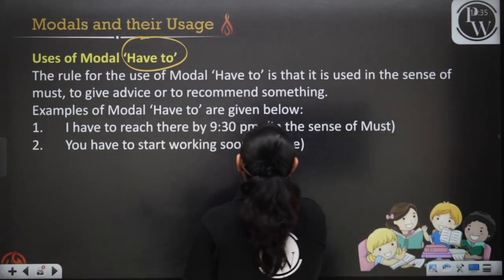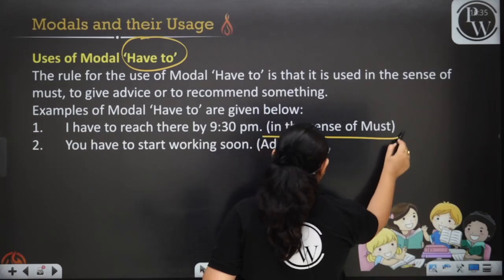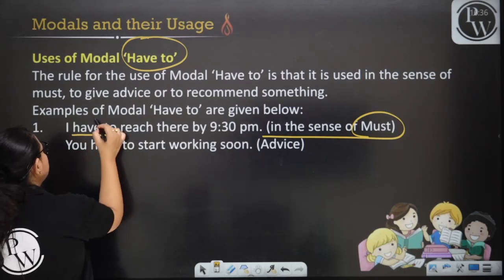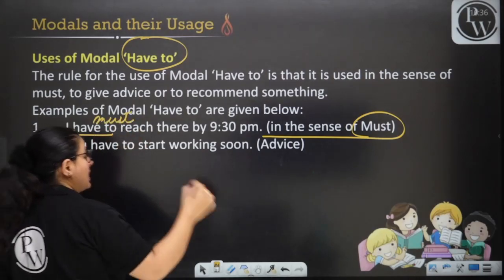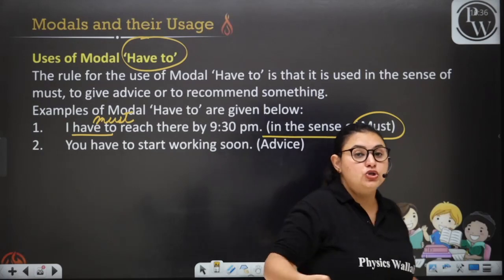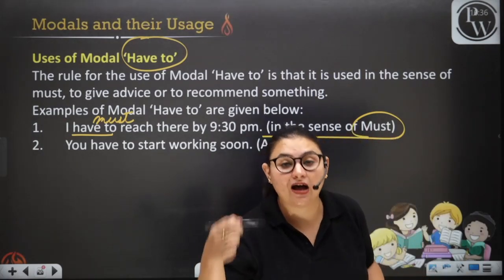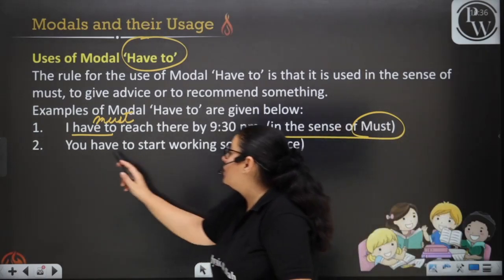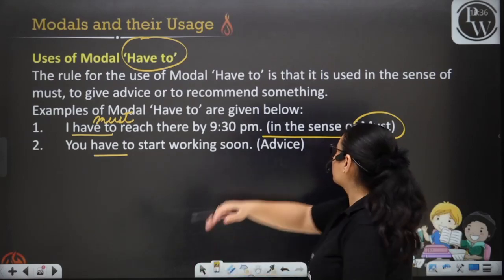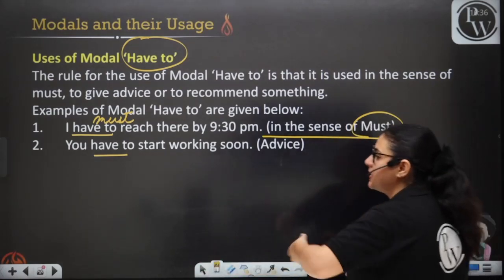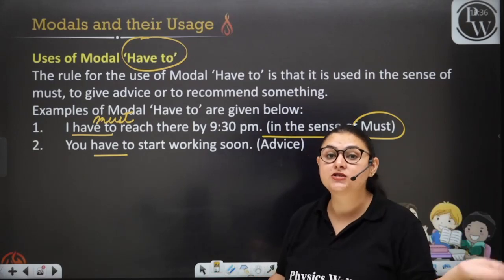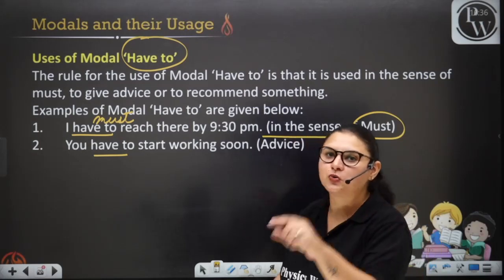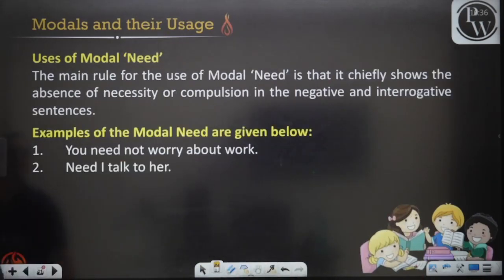I have to reach there by 9:30 p.m. In the sense of must, when I have to reach there by 9:30, you can also say I must reach there by 9:30. But actually, when you use have to, you are even more sure that yes, I have to. This is necessary for me. You have to start working soon. This is also advice, and this advice is also in the case of must. You must start working soon. You have to start working soon.